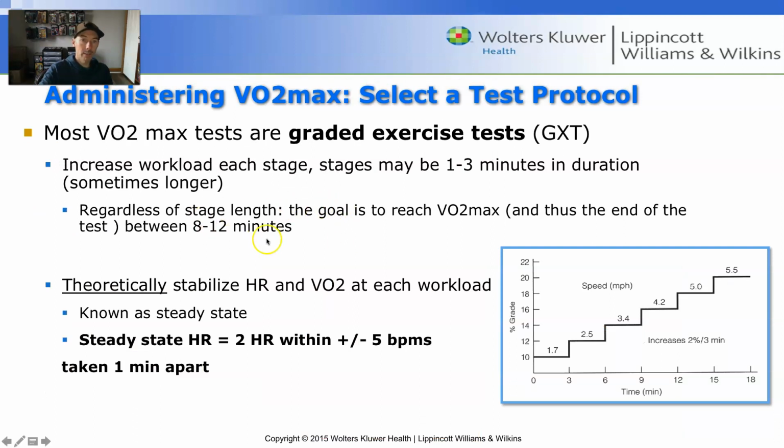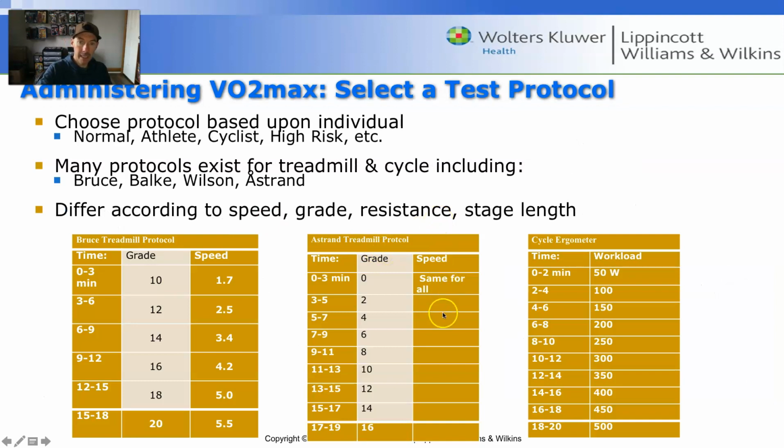Now, our goal is for a VO2 max test to last between 8 and 12 minutes, okay? We don't want this to go 15, 20 minutes because then muscle fatigue becomes a factor. We want the test to be relatively short, honestly. So you have to pick a speed that is not too hard because then the test will be too short, but also not too easy because then it can go too long.